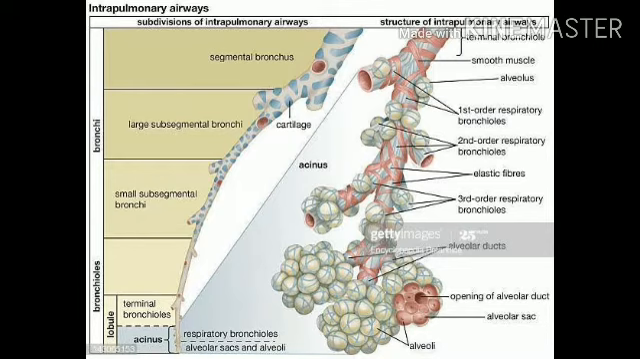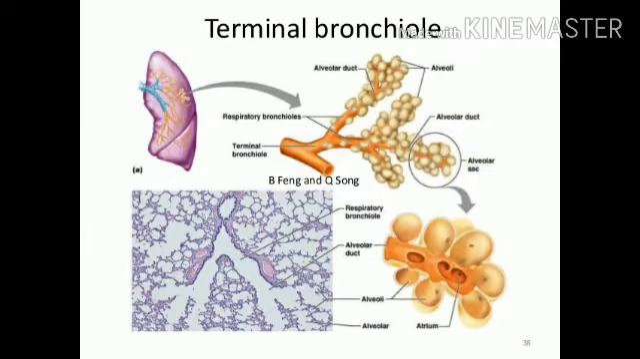Distal to each terminal bronchiole is an acinus, which consists of 3 to 4 orders of respiratory bronchioles. The respiratory bronchioles lead to the alveolar duct. The wall of these ducts consists of alveolar sacs. The smooth muscles are found in the wall of airways up to the level of the alveolar duct.